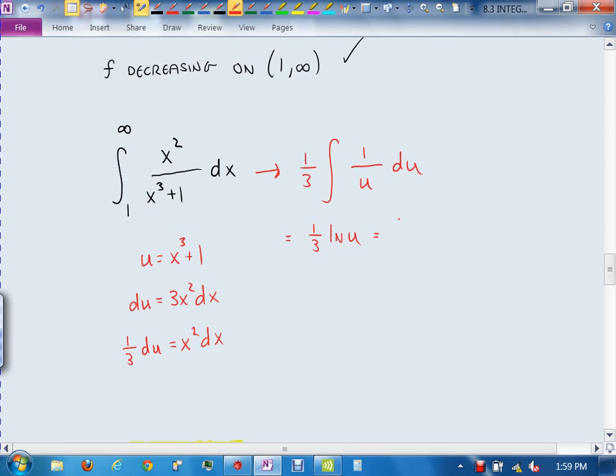Let me replace u with what it is. What is u? x cubed plus 1. Everybody follow this? Now I'm ready to get to this. I want to take this integral here, and this becomes then 1/3 natural log of x cubed plus 1 evaluated from 1 to infinity.